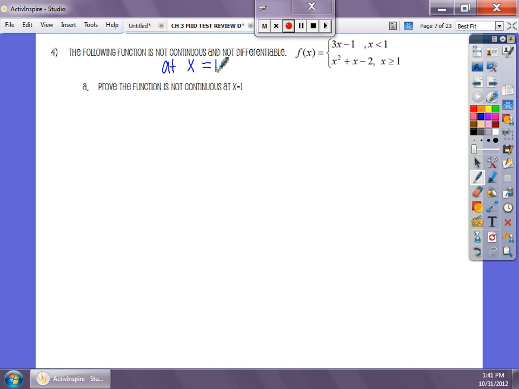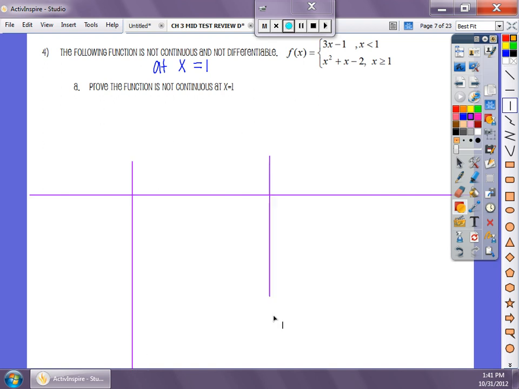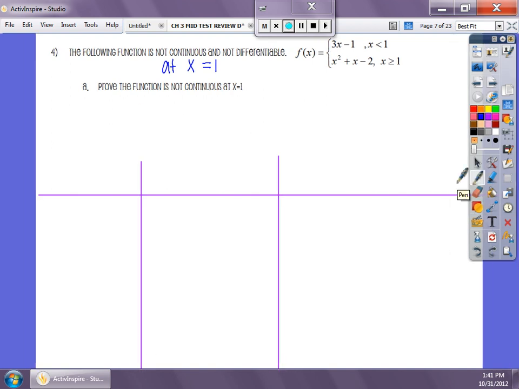So for part A, I'm going to do the 3-step proof using the definition of continuity. I'm going to set myself up first. The definition of continuity says that the limit as x goes to that value we're checking, 1, of the function is going to be equal to f of 1, the y value. The problem is we know it's not continuous, so this won't be true.